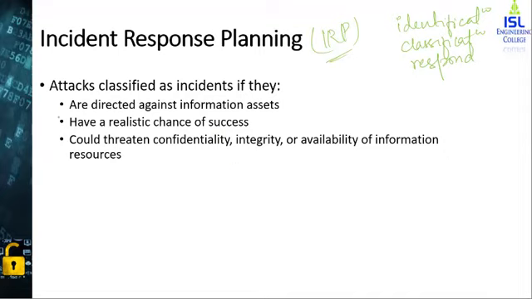So these attacks are classified as if they are directed against the information asset. That is, if suppose a particular attack was launched only for that particular asset, or has a realistic chance of success, that is, how successful was that attack? Then it could threaten the confidentiality, integrity, or availability, the CIA, of the information resource. Based on these, the attacks are classified.